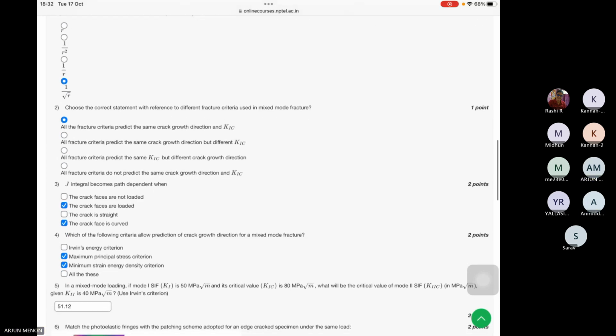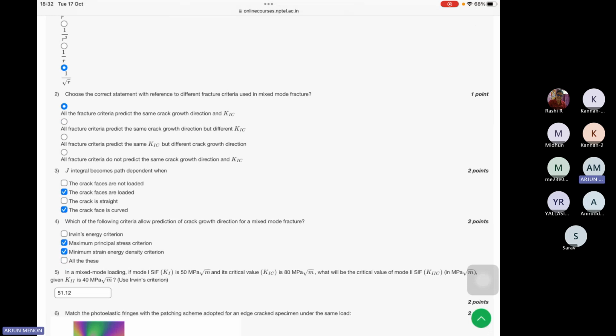Then the fifth one I have calculated using that ellipse formula. I got a value of 51.12. I hope it may be right. I don't know, but K2 given is 40 MPa root meter, so K2C will be a higher value, should not be lower. They're asking for K2C, right? Yes.